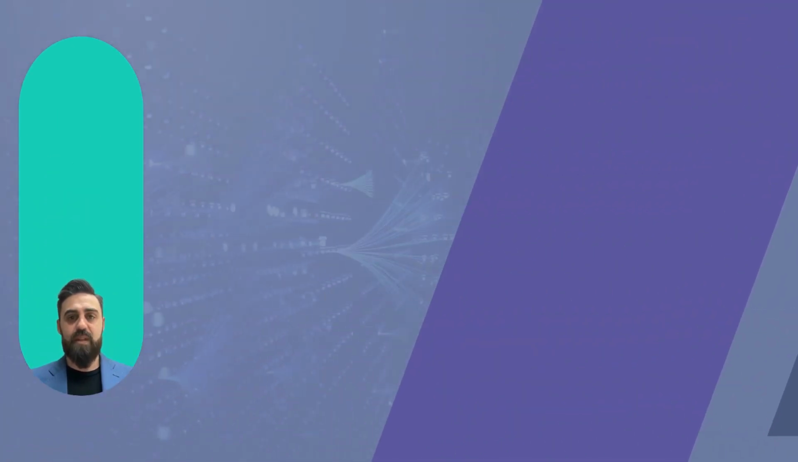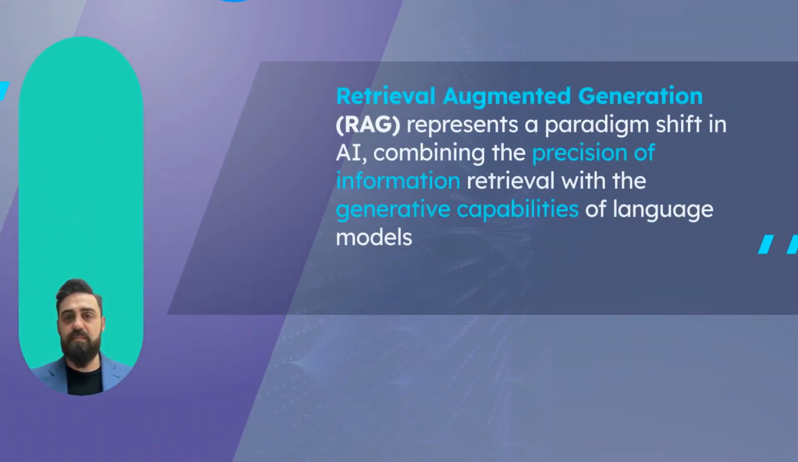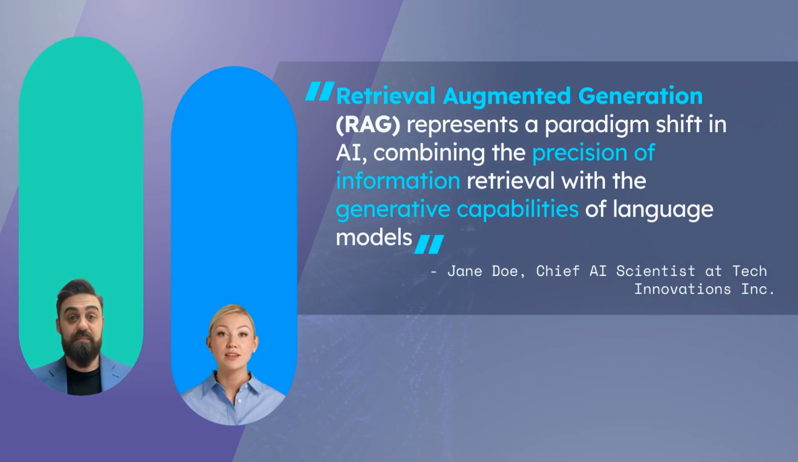So, Sam, can you explain what RAG is? Sure. RAG combines retrieval and generation. The retrieval component fetches relevant data from a vast database, and the generation component uses this data to craft precise responses. It's a powerful approach that ensures accuracy and relevance. Wow, tell us more.